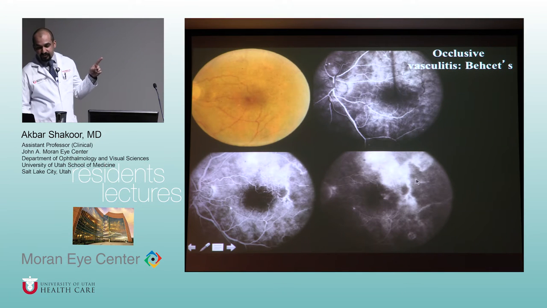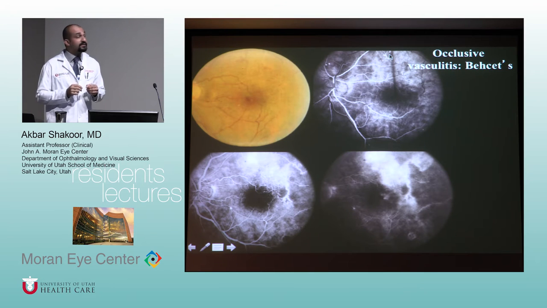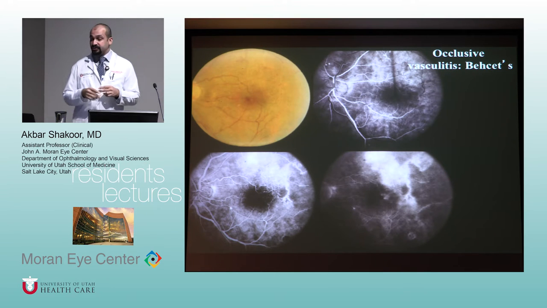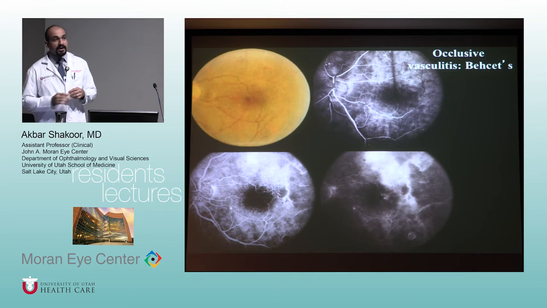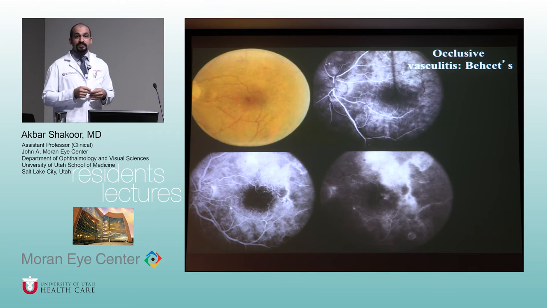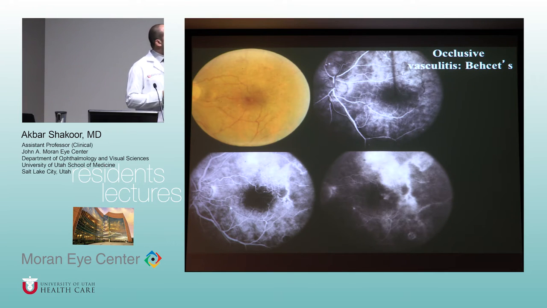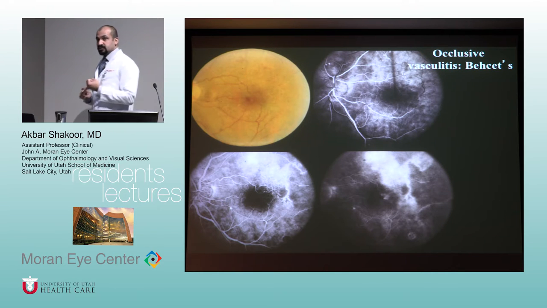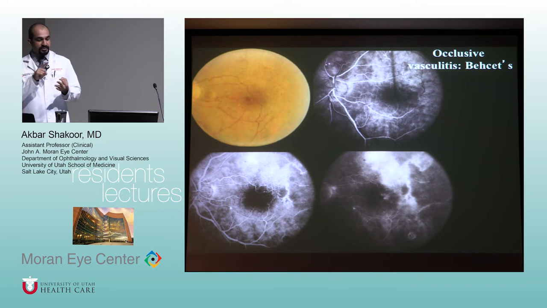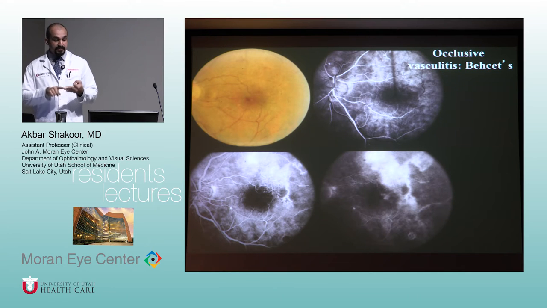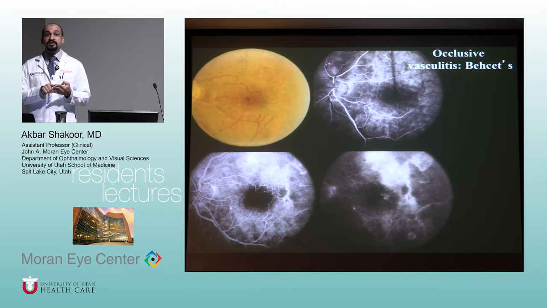You can see peripheral loss of circulation. You see primarily an arteriolitis, vascular sheathing around the arteries, a lot of non-perfusion, and so many symptoms you can have if you elicit a review of systems. You'll have buccal ulcers, genital ulcers, and you can have occlusive vasculopathies of the gut.